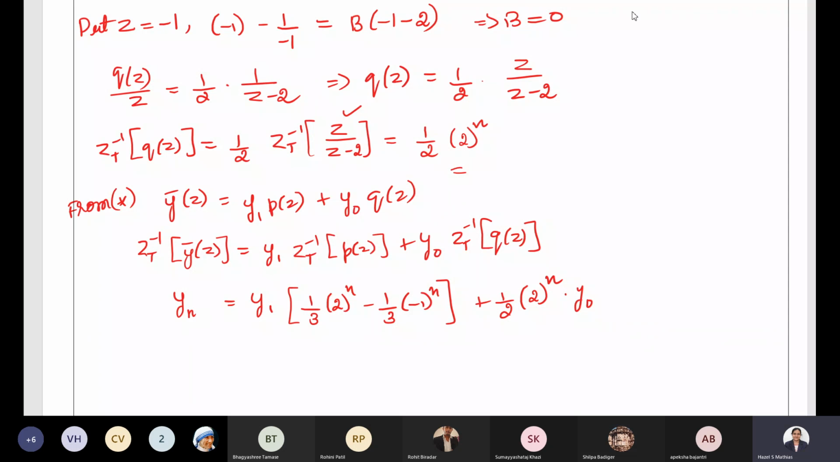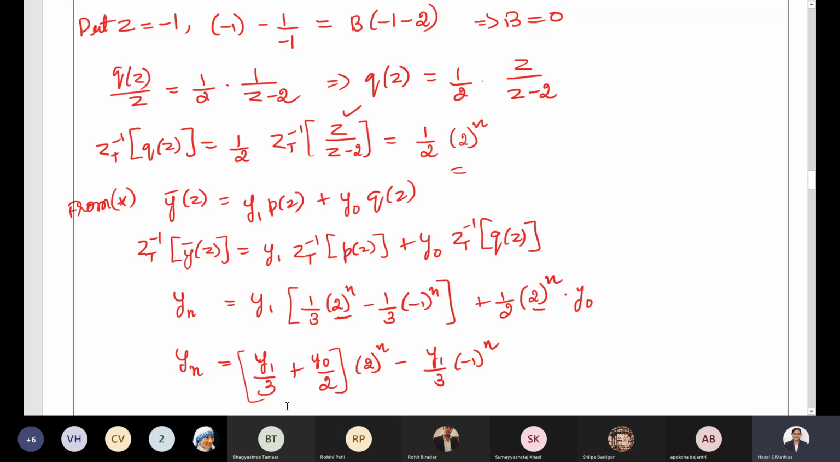No, ma'am. Okay. So what we do here is we shall take this as y_n equal to, here you see this, you can take the coefficient of 2 power n and 2 power n. So what we will get? Coefficient of 2 power n is y1 by 3 and here it is y0 by 2. So this is the coefficient of 2 power n. Then we have the coefficient of minus 1 power n. So I can write it as minus y1 by 3 into minus 1 power n.